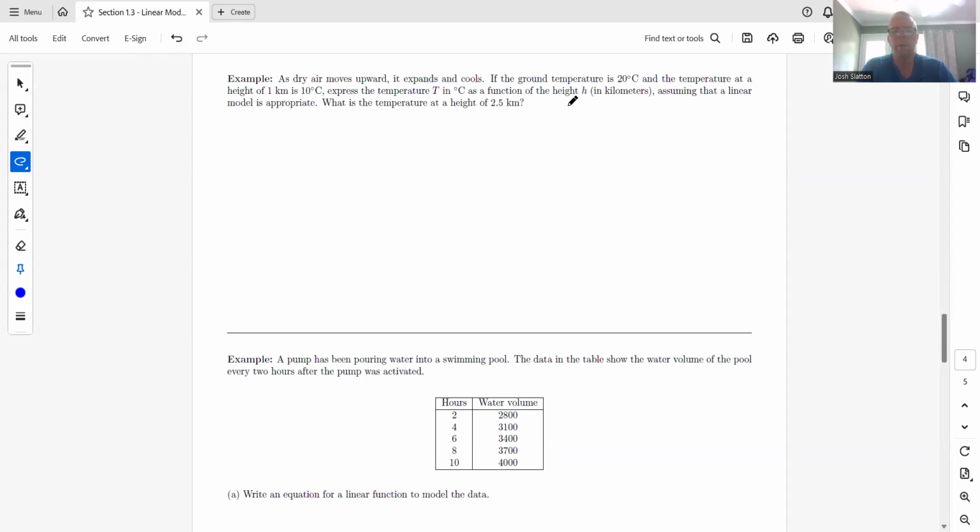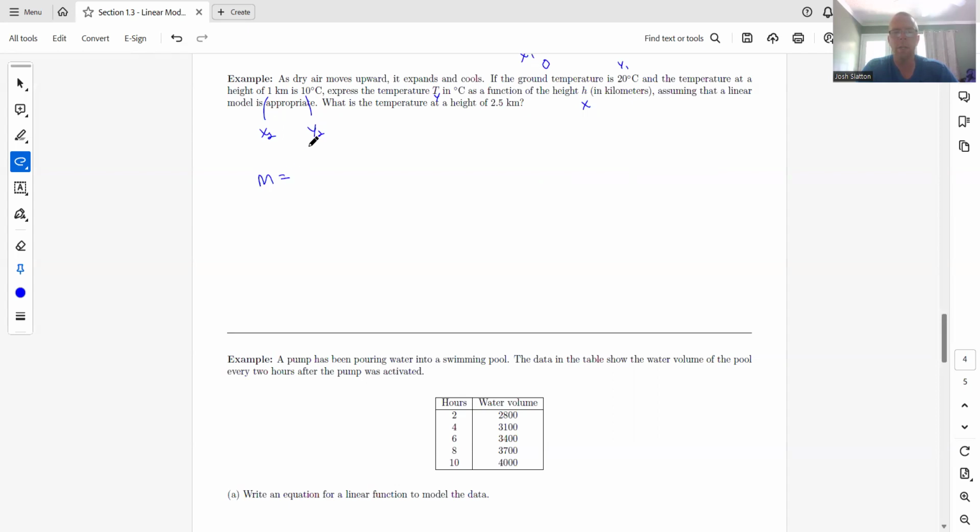So what are the 2 points? So t is a function of h, so that is x, and this is our y. So we need 2 points. So ground temperature, so that we're talking about height. So the ground temperature, the height would be 0, and then this would be our y1. So our x1, y1, and then here we have a height of 1 kilometer. That would be our x2, and then a temperature of 10. So that'd be our y2.